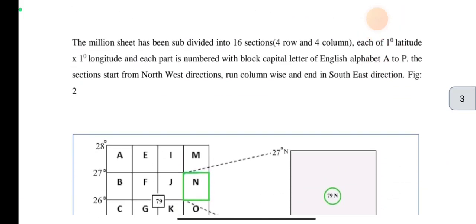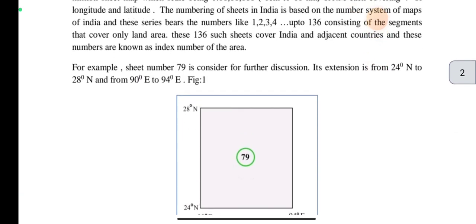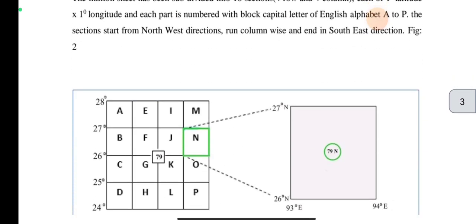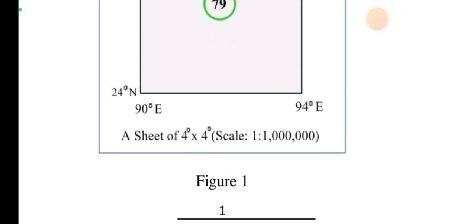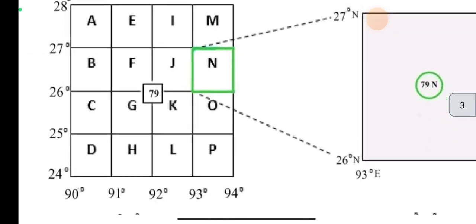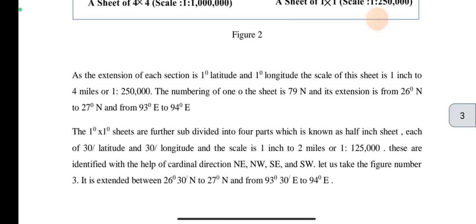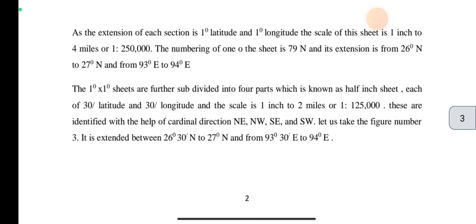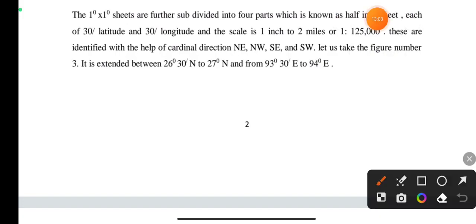So definitely the first one was 1 inch equal to 16 miles, right? Because this is the 1/4. Okay, we can say this 79 is 1 inch equal to 16 miles. And now from here we are coming to 1 inch equal to 4 miles. Now the 1 degree by 1 degree sheet is further subdivided into 4 parts, which is known as half inch sheet. Okay, this is also called inch sheet. This is half inch sheet, that is from 1 degree to 1 degree.